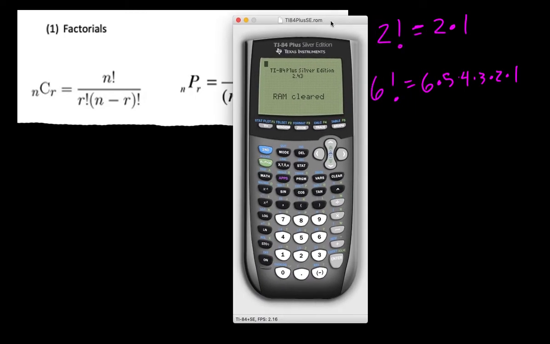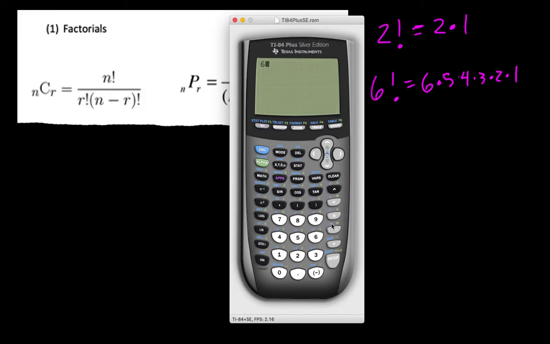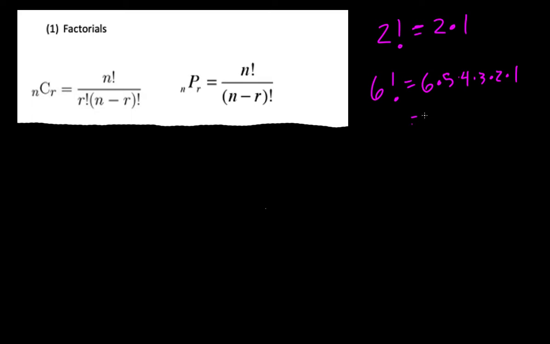So if we open up a calculator and we just go 6 times 5, 4, 3, 2, 1, 6 factorial is equal to 720. Okay, now that we know what a factorial is, now we can use these formulas for combinations and permutations.